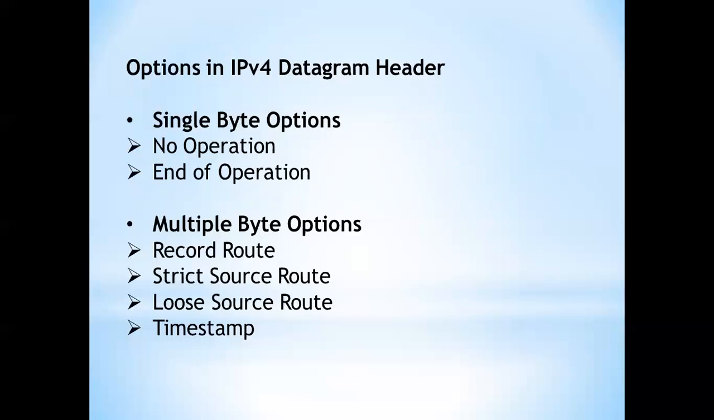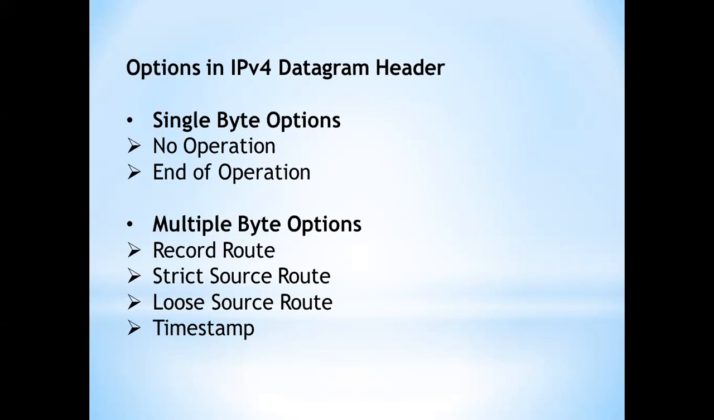So next part is options in the IPv4 datagram header. There are two parts. First is a fixed part and second is a variable part. The fixed part is the single byte options, and the variable part is the multiple byte options. In the single byte options, there are two: no operation and end of operation. And in multiple byte options, there are four: record route, strict source route, loose source route, and timestamp.